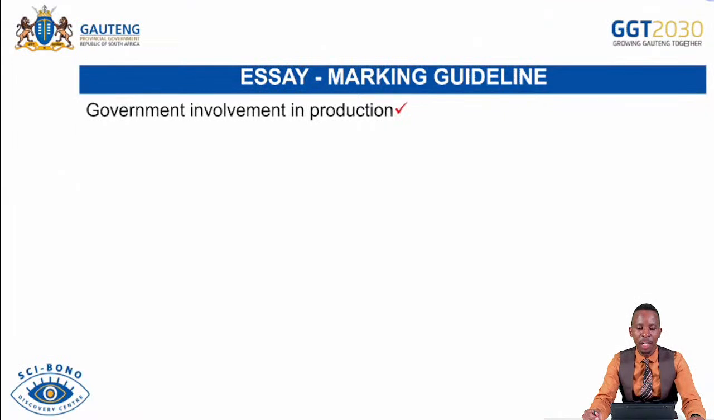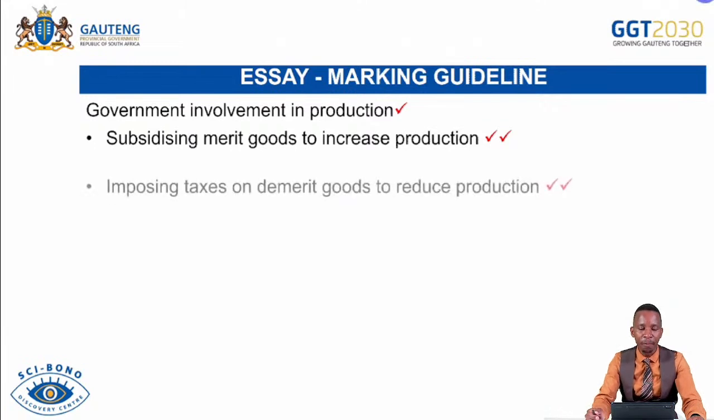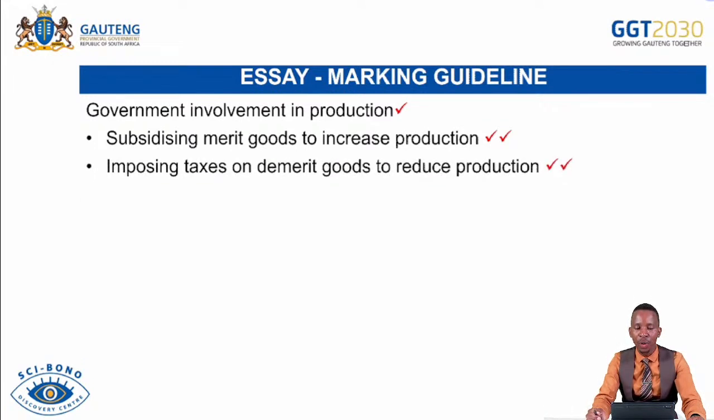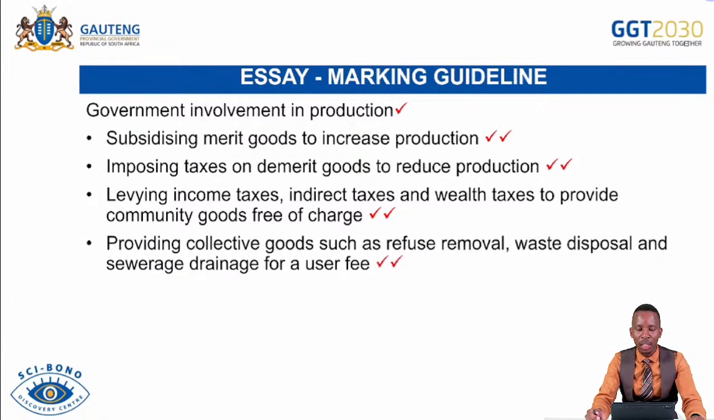We continue. Government involvement in production. The state can be involved by subsidizing merit goods to increase their production, imposing taxes on demerit goods to reduce their production, and levying taxes, which are income taxes, direct taxes, and wealth taxes, to provide community goods free of charge into the economy. Providing collective goods such as refuse removal, waste disposal, and sewage drainage for user charges.